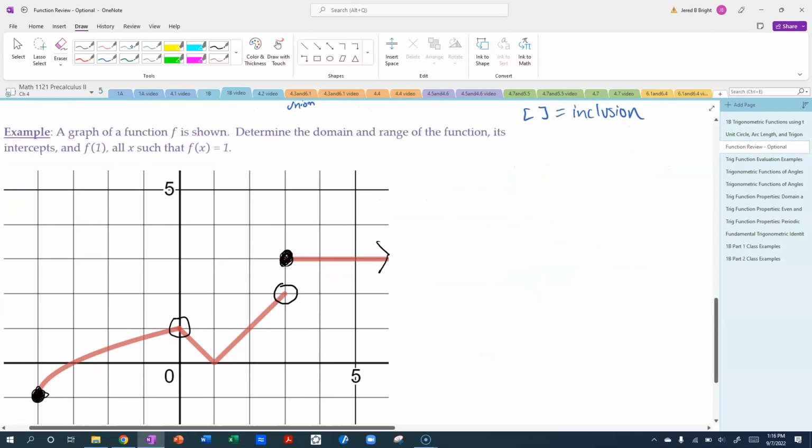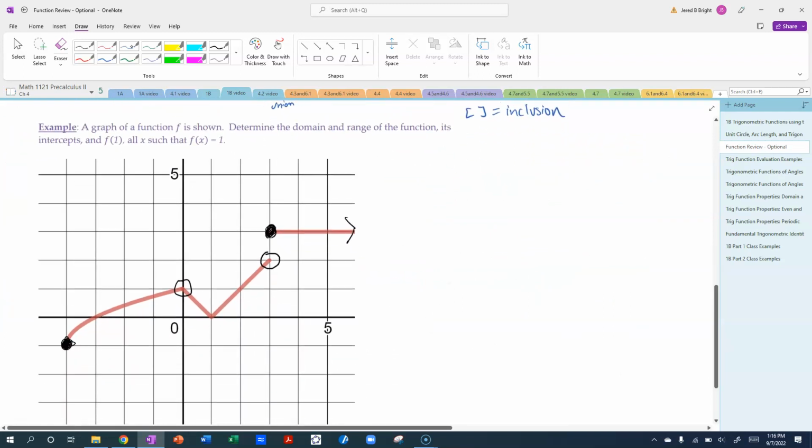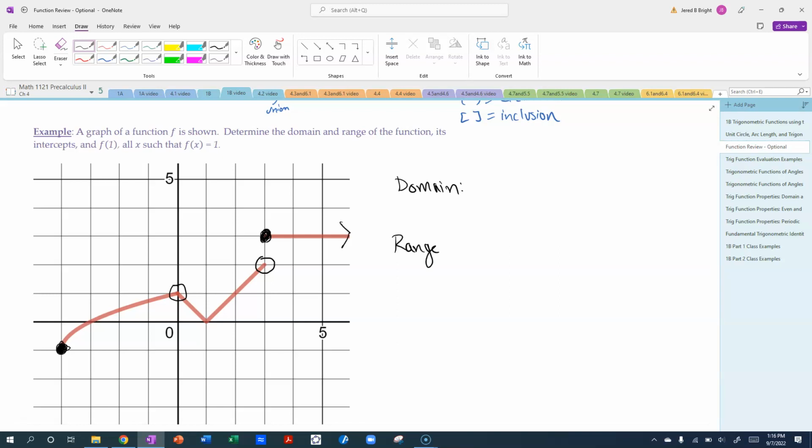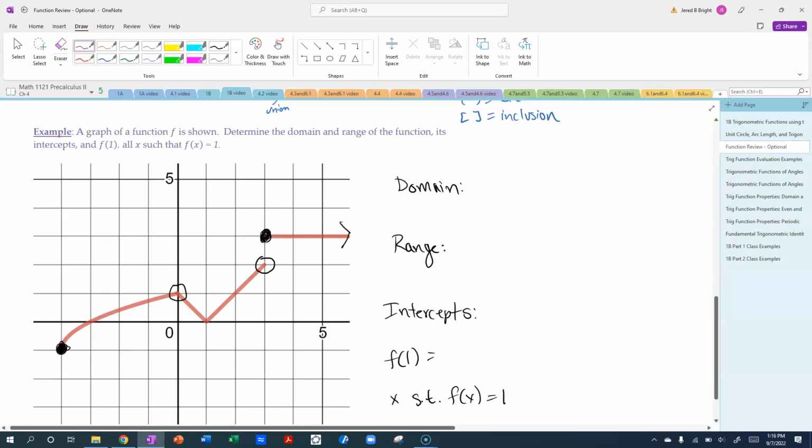Okay, so now this is another way that we could find domain and range. And there's another task. I actually want you to see if you can pause the video and try and find the domain and range. And then if you are super motivated, you can list the intercepts, which generally goes quickly. And then it says, what else? Find f of 1, and then x such that, and that's my abbreviation for such that, f of x is equal to 1. Okay, pause video, try it out.